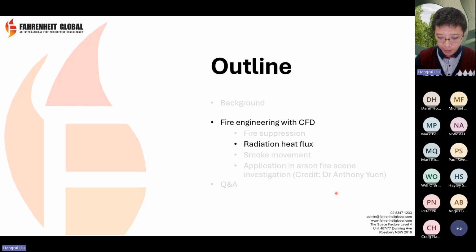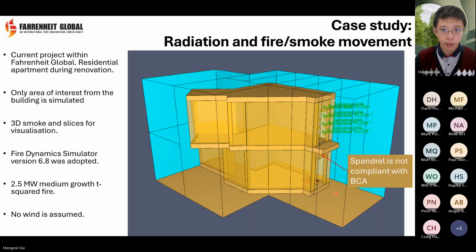So coming into play, here are the 2 or 3 cases that we use apart from pure research, something we can use in real engineering work. So radiation heat flux and smoke movement. This is a project we're currently doing in FRNSW, an in-house project, and due to the NDA or IP issue, I'm not going to tell you which building it is or where it is located, but this is a rather small model.